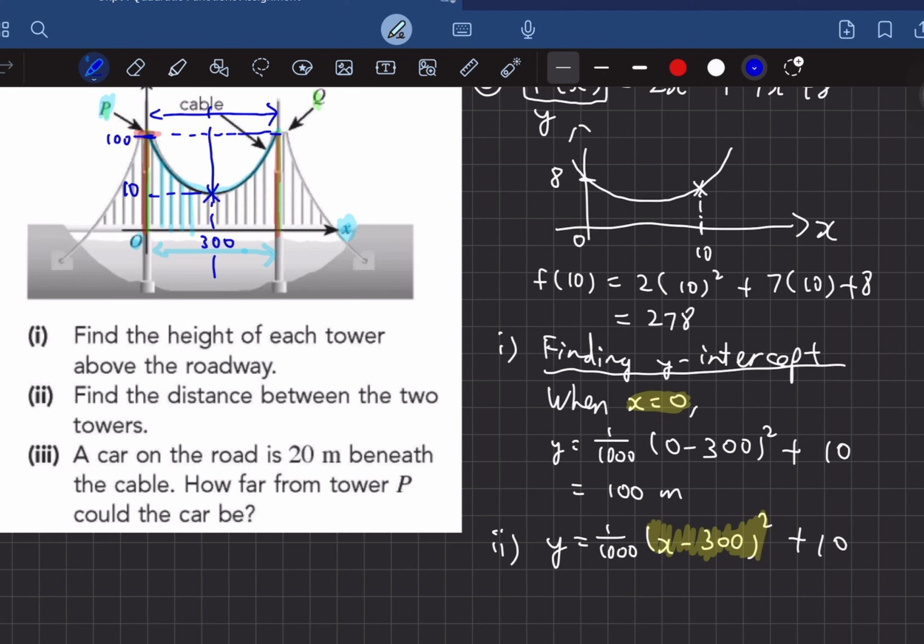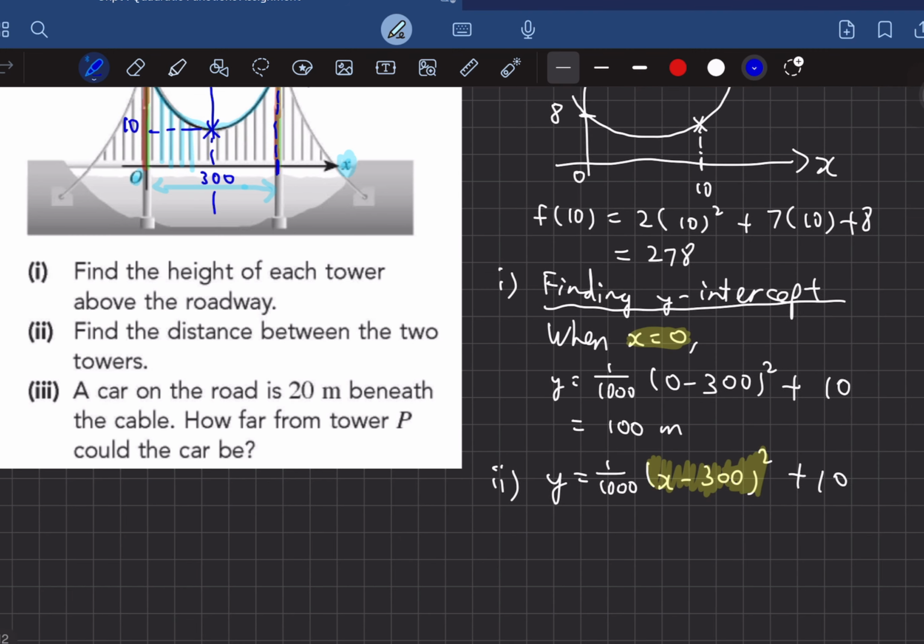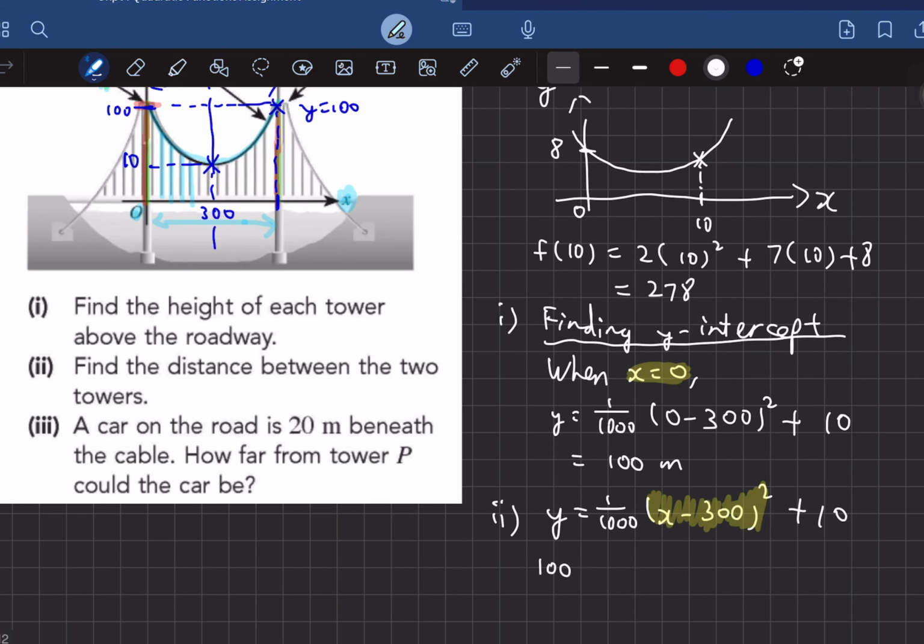If we want to know the distance apart between the two towers, here the y value is 100. So if you want to find the x value, we just need to let y be 100 and substitute to find x. The other way, which is slightly longer, will be to let y be 100, because that's the height of the tower. So 100 equals 1 over 1000 (x minus 300) square plus 10.